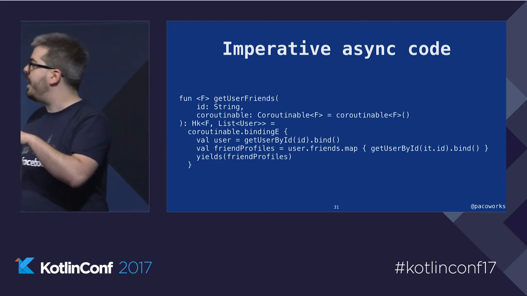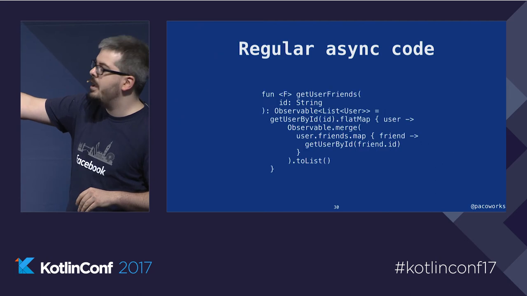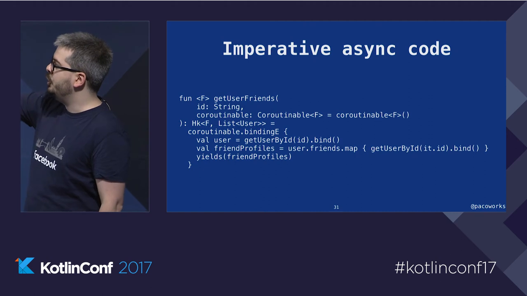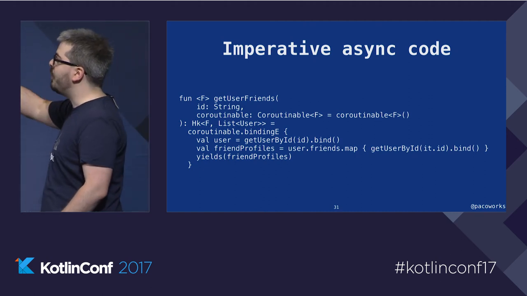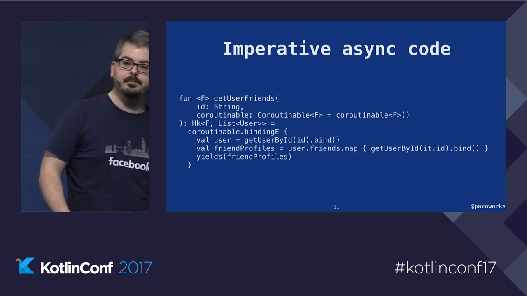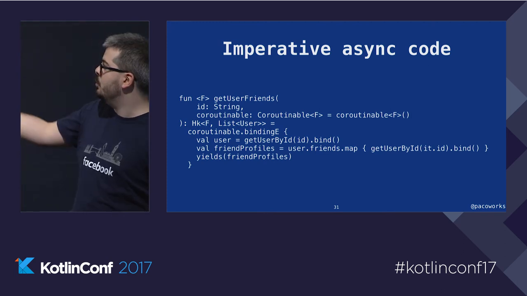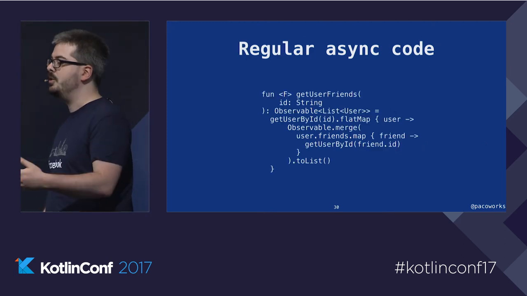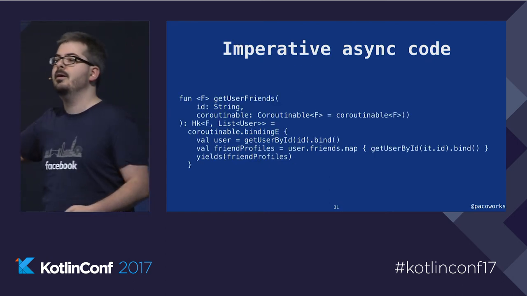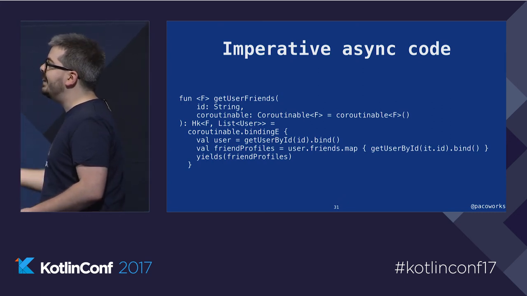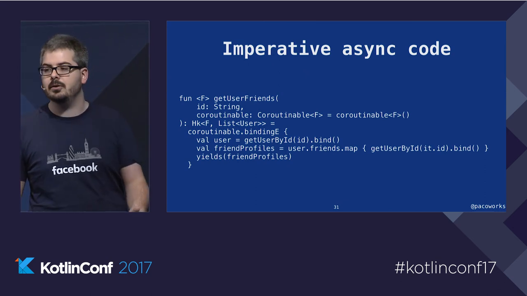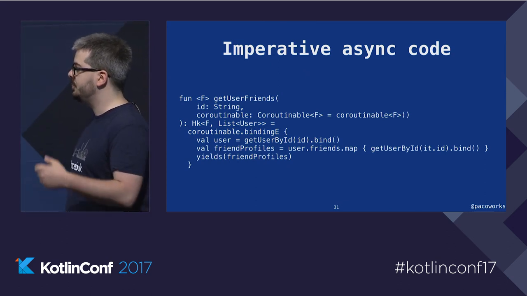It means that we're going to wait until user is available, and then we're going to continue execution on the next line. So once the user is available, user.friends.map, and for every single user, we're going to await until we get that information. So that means that we don't have to do observable.merge friends.map into an observable. That means that we can directly map and await for each one of the iterations of the map for the profile for that user. And at the end, when everything is complete, you have to yield a result. You have to return that result from that asynchronous code, which is friend profiles.